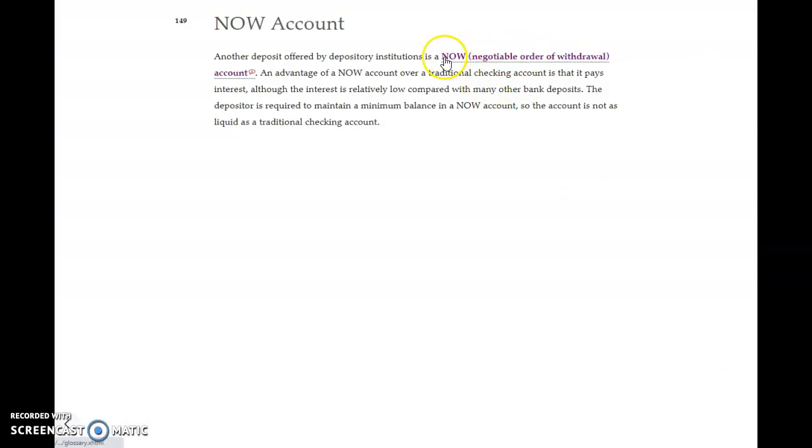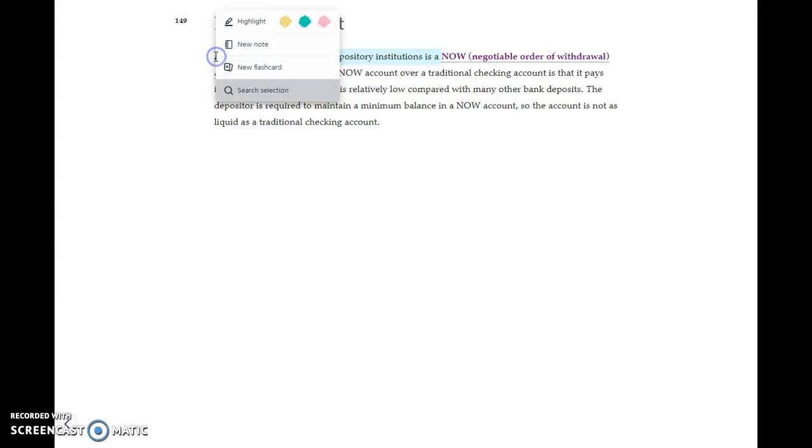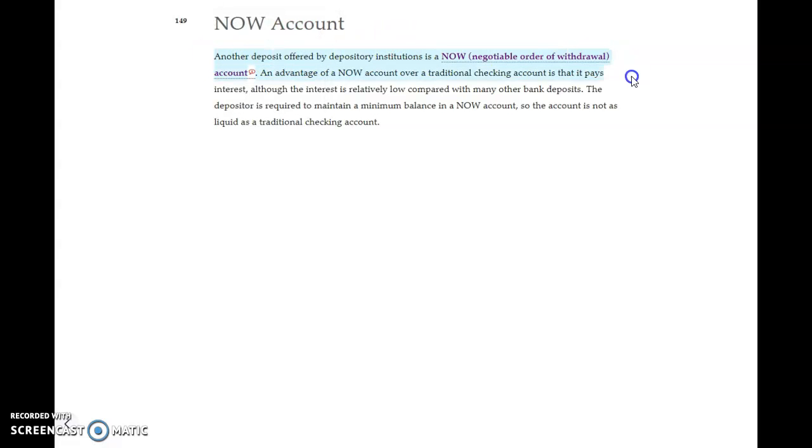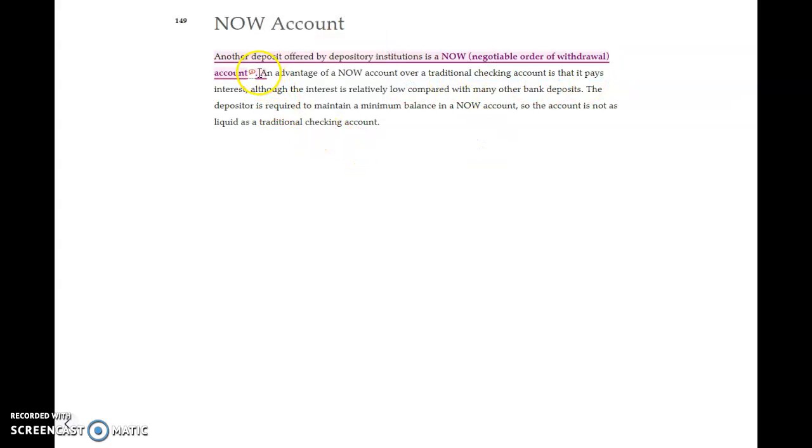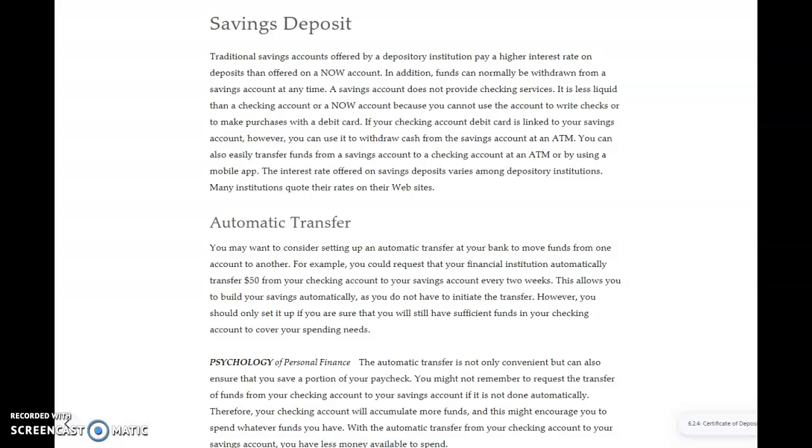NOW account, they stand for negotiable order of withdrawal account. This is just another deposit offered by institutions, and they say an advantage of a NOW account over traditional checking is that it pays interest, although the interest is relatively low compared to other bank accounts. But if you want to earn interest, anything's better than nothing, the way I see it.